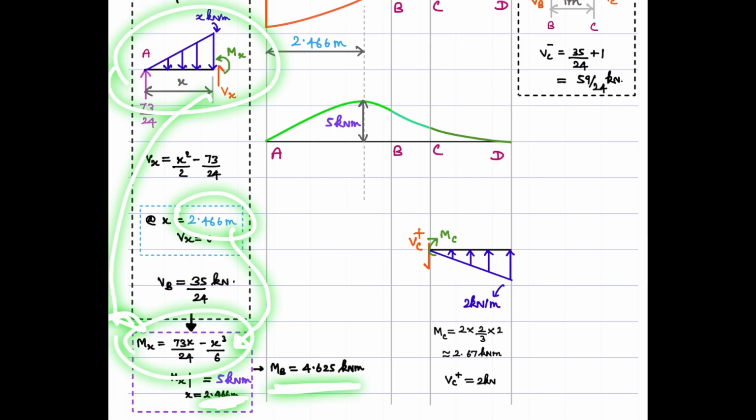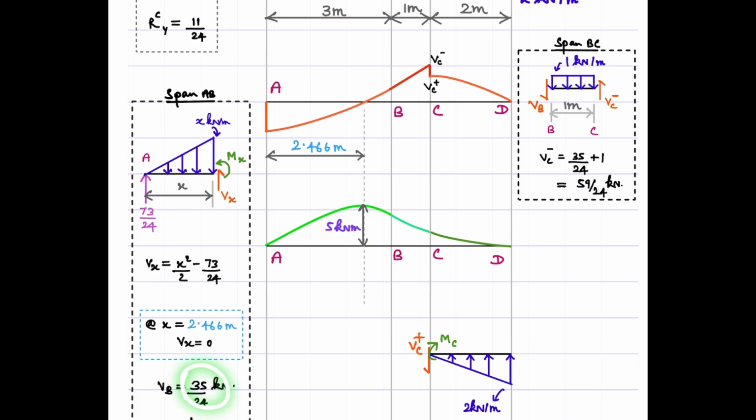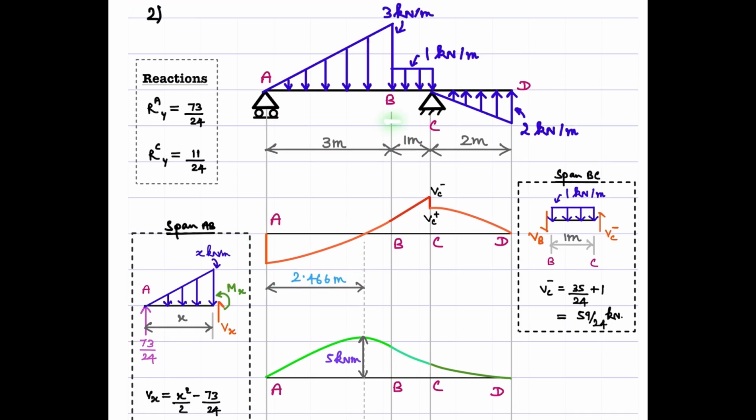That's why I'm making use of this expression here, right? So once you know the value of VB as 35 by 24 kilonewton, one can fix this height here. So this part is done first of all, right? Now between this span BC, you have this uniformly distributed load, UDL, right? Therefore, this has to be a straight line with a positive slope. Only then you can relate it to this UDL, which is negative, right?